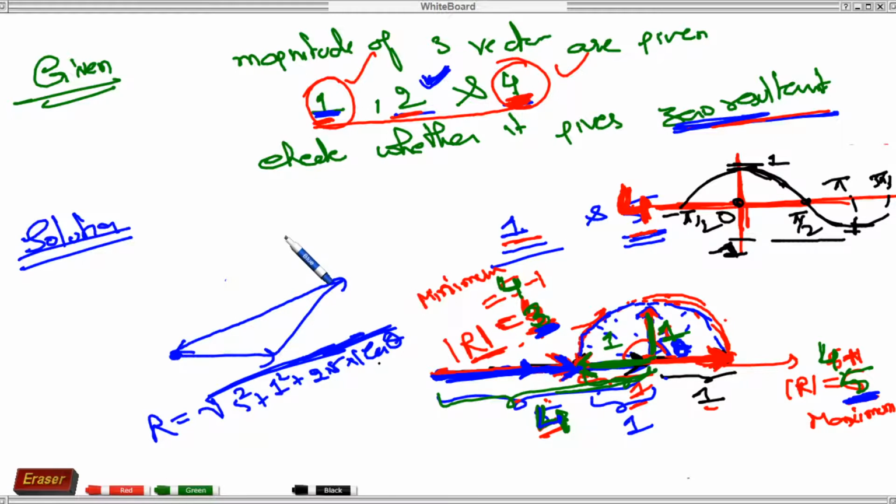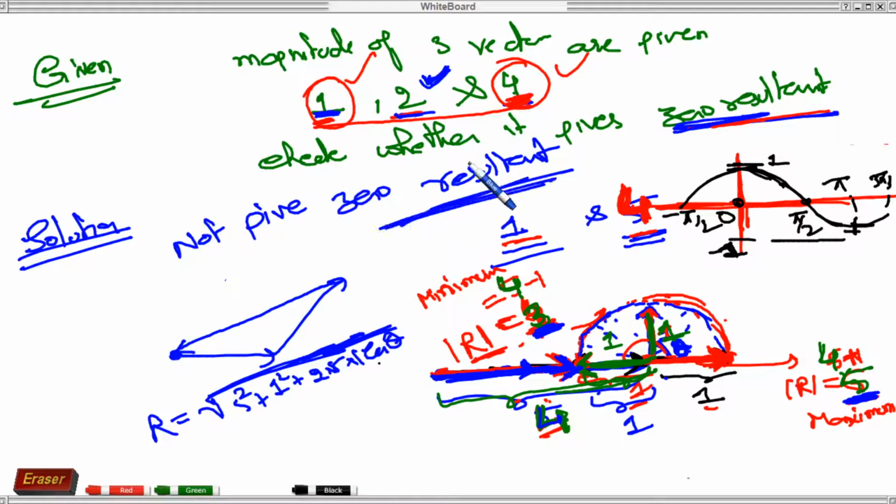Because this 2 is not lying in this range, 3 to 5, this is not in equilibrium, means this will not give 0 resultant. If it was 3, then it can give 0 resultant, but here you can see that it doesn't lie between the minimum resultant vector value and maximum resultant vector value.